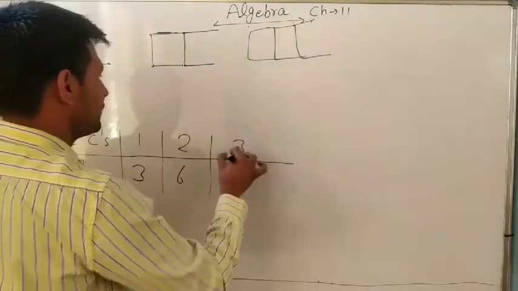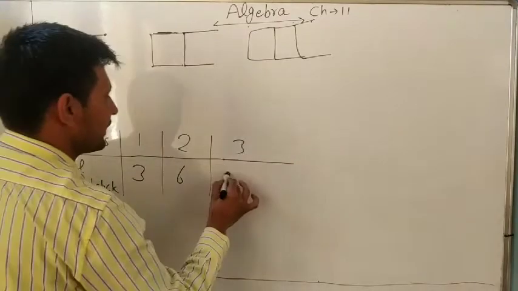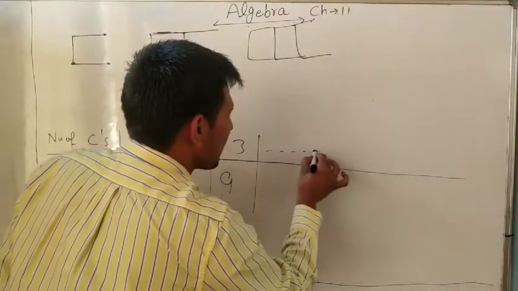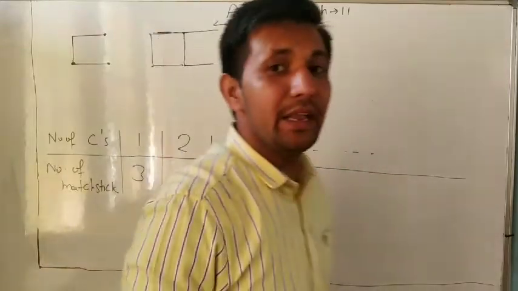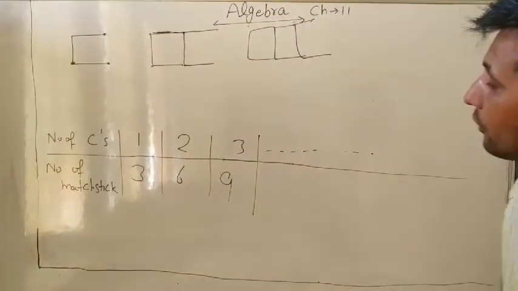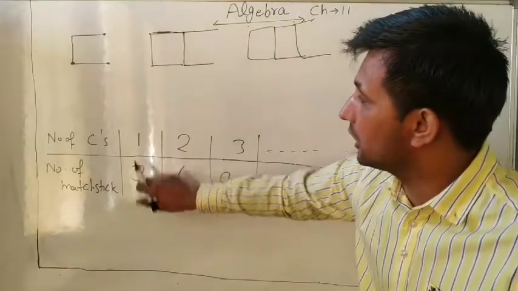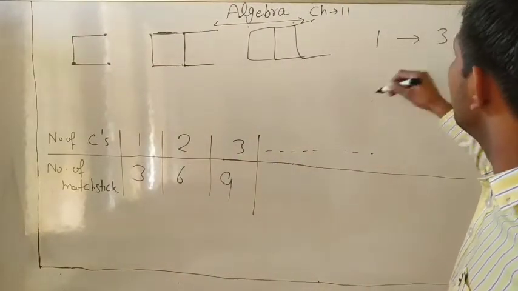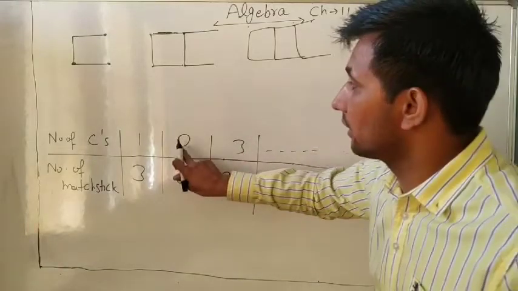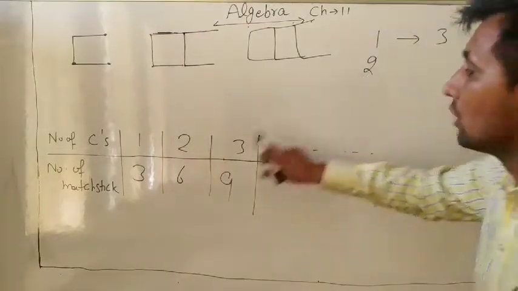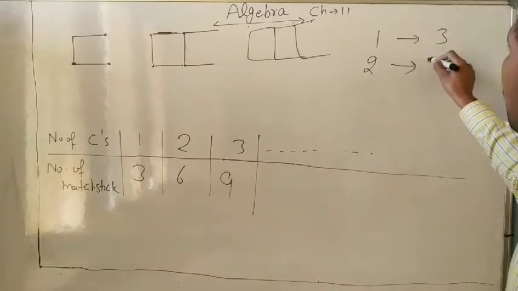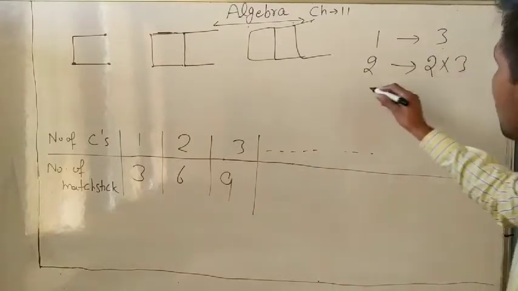For 3 C's, how many matchsticks? You can count. It is 9. Counting is never ending. So we have always observed that for number of C's 1, the total matchsticks is 3. Number of C's is 2, so how many matchsticks? We observed that for 1, 3, so for 2, 2 into 3.